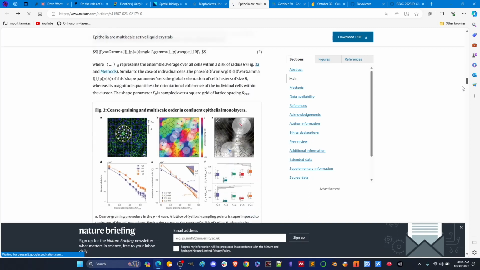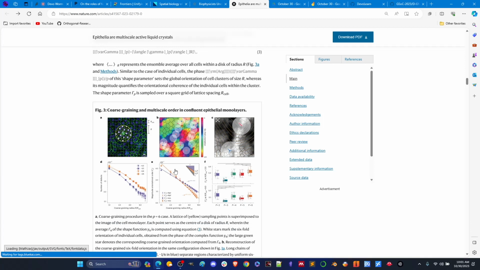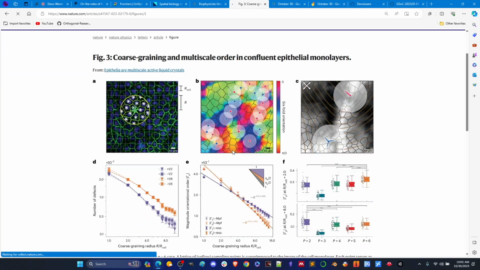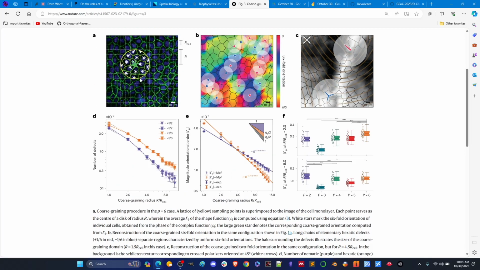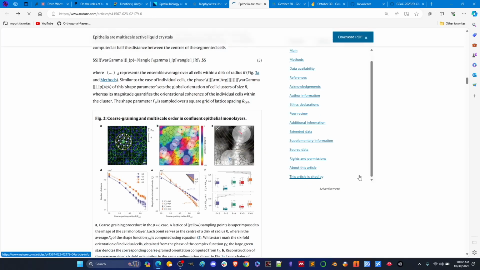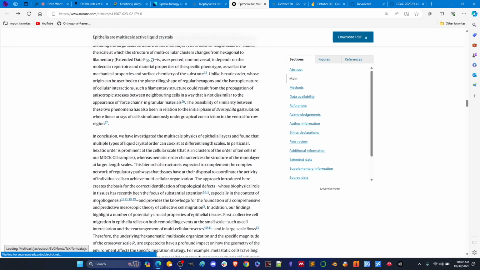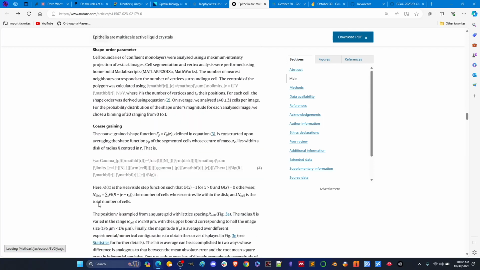Then figure C is where you have this coarse graining in multi-scale order. So this is where you're getting this transition from hexatic to nematic. This is coarse graining, where they just coarse grain the model and put this together. Let's see if they have a better image of this transition between the different types of symmetry. I don't think they do, actually.